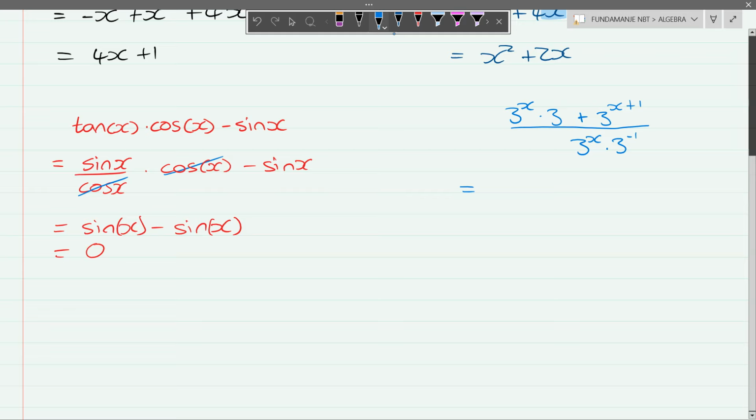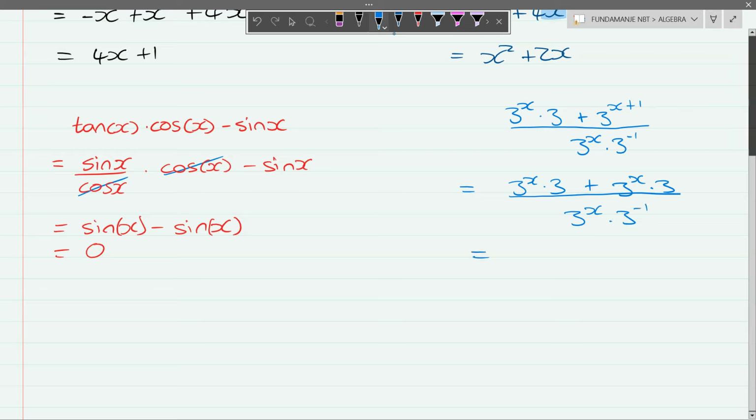What we're going to do is we're going to separate the 3 to the power of x plus 1 such that it looks like this: 3 to the x multiplied by 3, plus 3 to the x times 3 as well, because when we add or multiply these two, we add the powers and we combine those, and at the bottom we have 3 to the power of x multiplied by 3 to the power of 1. We can leave that as it is.